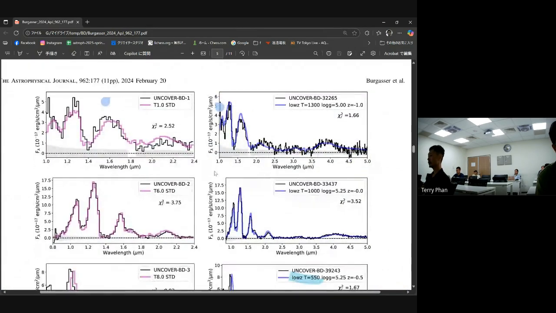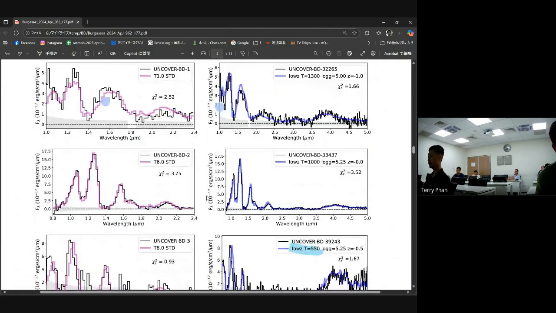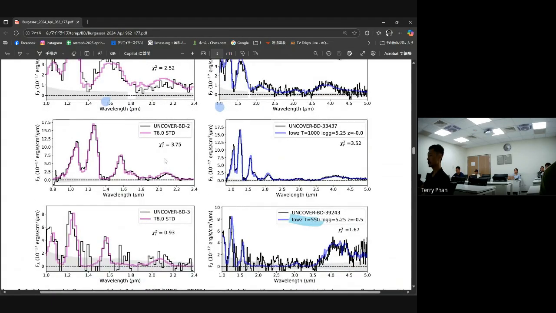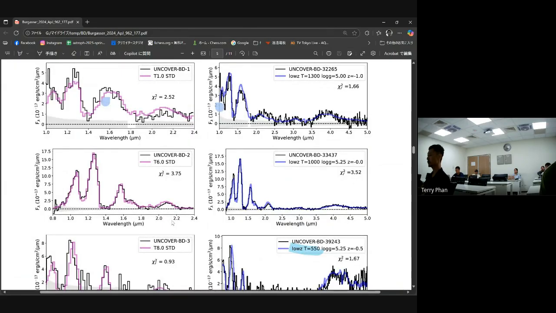Then, yeah, so how did they fit the model? They fit the model here. The left side is fitting the library to determine the type. So these are T dwarfs, T1.0. This is T6. This is T8. So these are brown dwarfs.